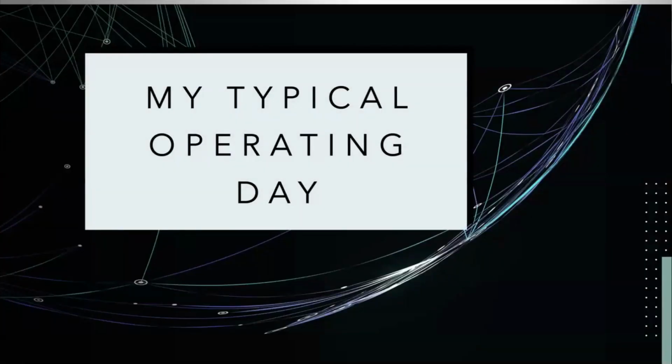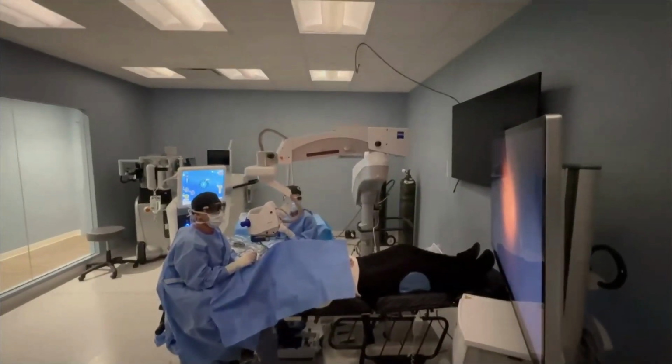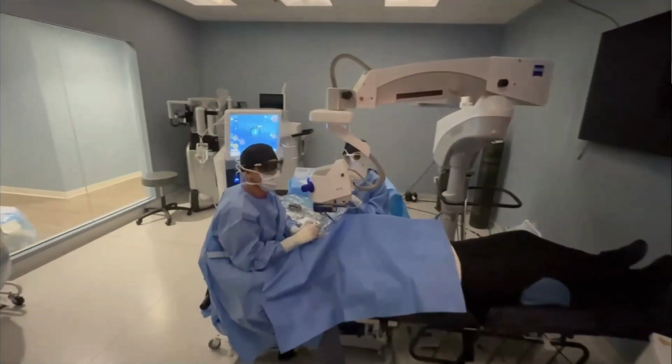So I just wanted to give you an insight into what my typical operating day looks like, because I said I operate in the office. What does that look like? Does it look like a typical operating room? So this is not my typical setup.